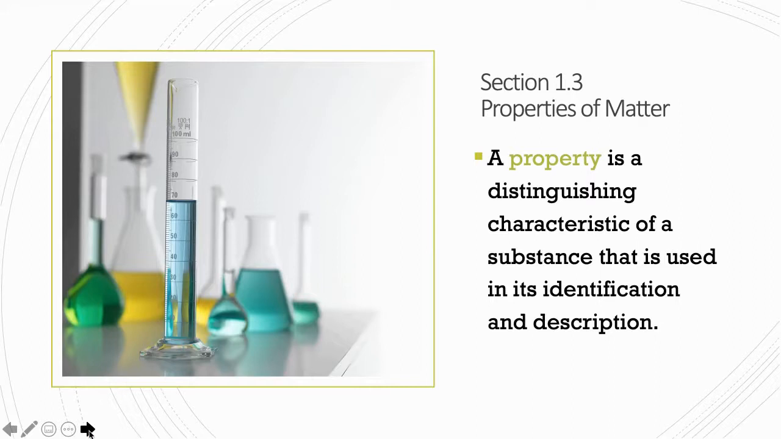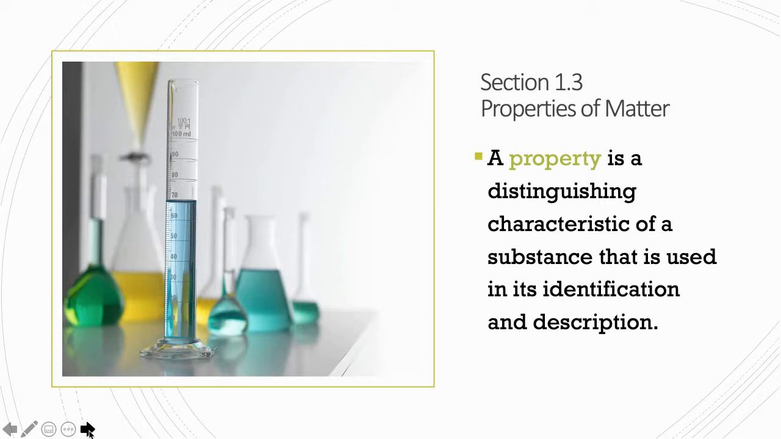All right, winding it up with 1.3. Let's talk about the properties of matter because now we've defined matter. We know what it is, and we've talked about the states of matter. And by the way, we can say states of matter or we can say phases of matter. They mean the same thing. States or phases, we're talking about is it a solid, liquid, or gas? Okay. But we also want to be able to describe it a little more. So we use properties to describe the characteristics of a substance. And we use those properties to identify it or give a description of it.